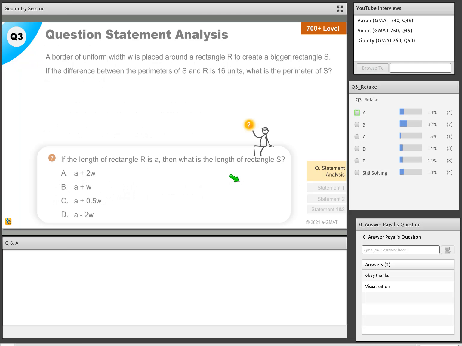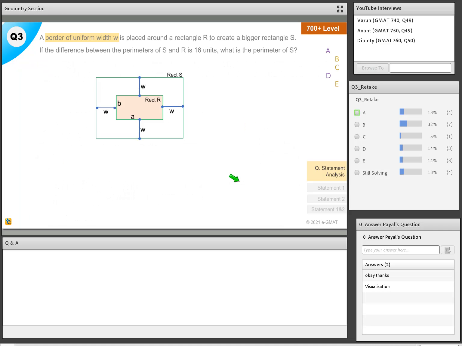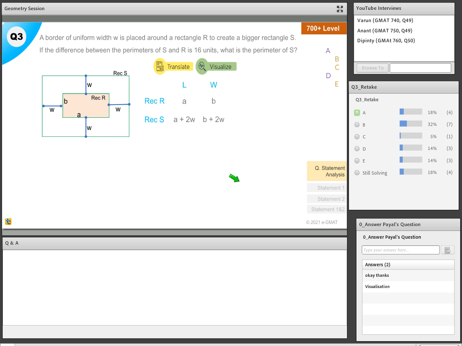The length of rectangle R is A. You have a uniform width of W here, right? Now you're creating rectangle S, and rectangle S is the bigger rectangle. So you are tabulating all the information. You get perimeter of rectangle R in terms of A and B, and perimeter of rectangle S in terms of A, B, and W. So there are three variables that you're dealing with.